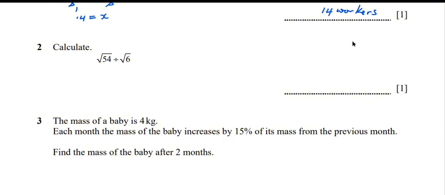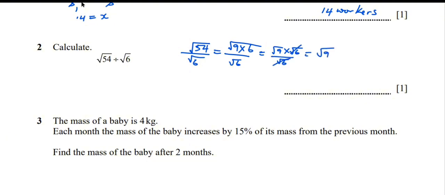Square root of, this can be written as square root of 54 all over square root of 6, which you can split, 54 in terms of 6, that will give you 9 times square root of 6. So that gives square root of 9 times square root of 6 all over square root of 6. This and this will go. You have square root of 9, which will give you 3.